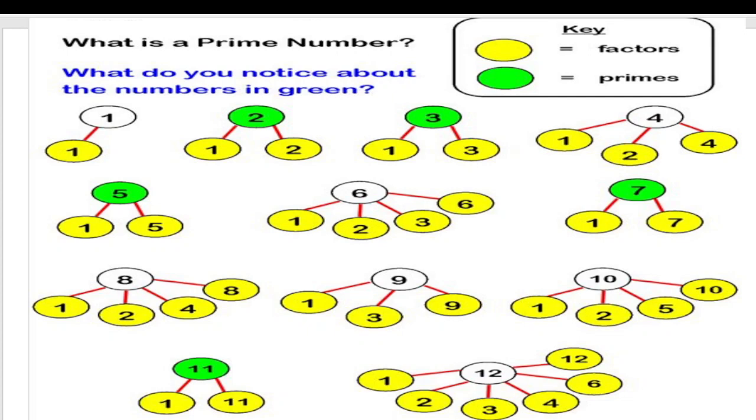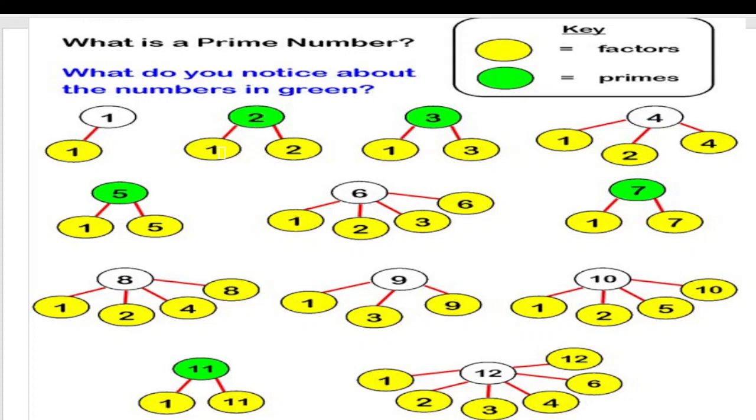Now let's learn what is a prime number. What do you notice about the numbers in green? Numbers in green are prime. Why is one not prime? Because it has only one factor.